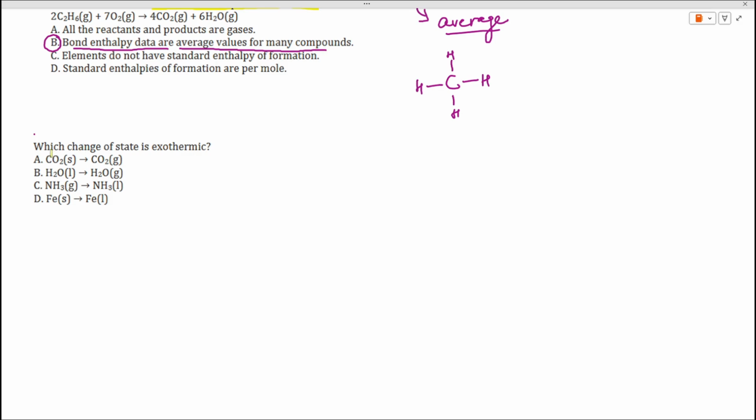For this question, it is asking which change of state is exothermic. So the change is always exothermic when the reactants are at a higher energy state and the products are at a lower energy state. So out of all of these, we can clearly visualize that a high energy state to a low energy state is going to be for option C, because the particles of the gases are more energetic in comparison to the particles in a liquid, and hence option C will have the change as exothermic.